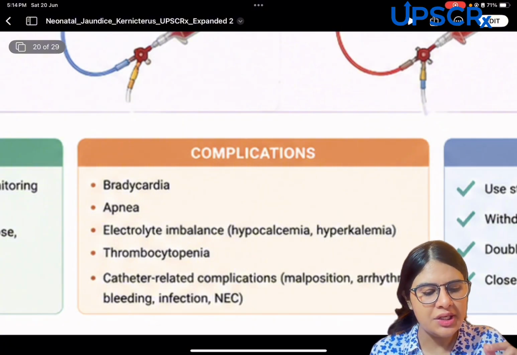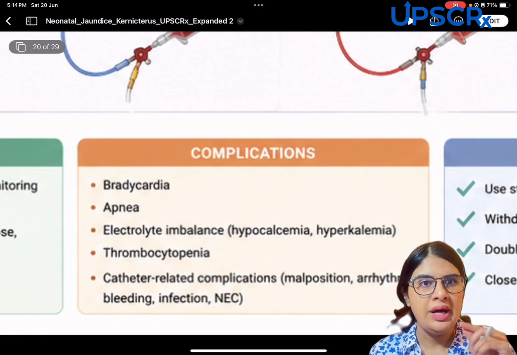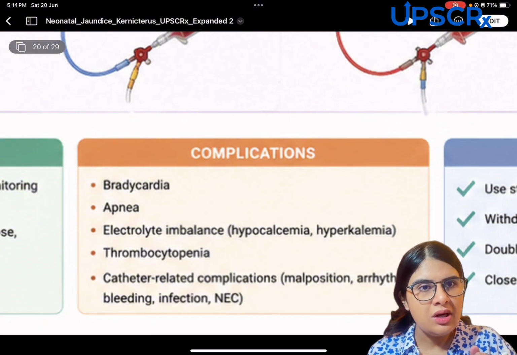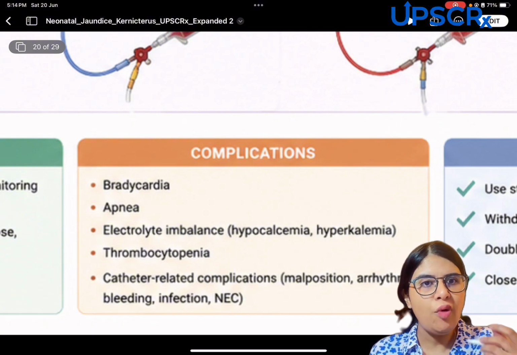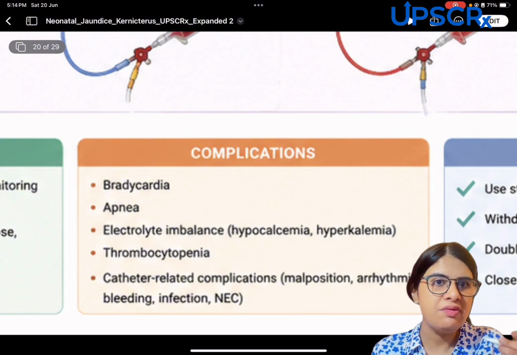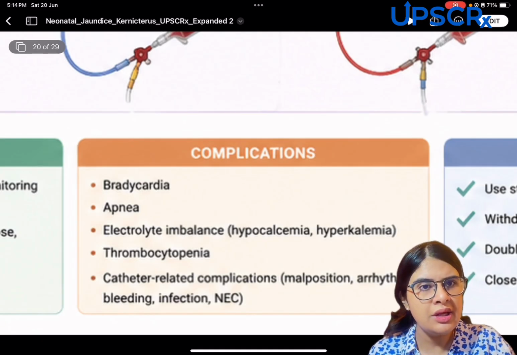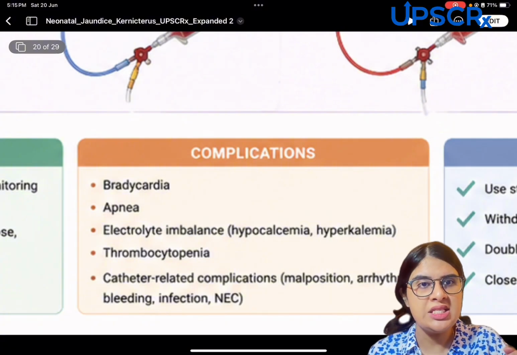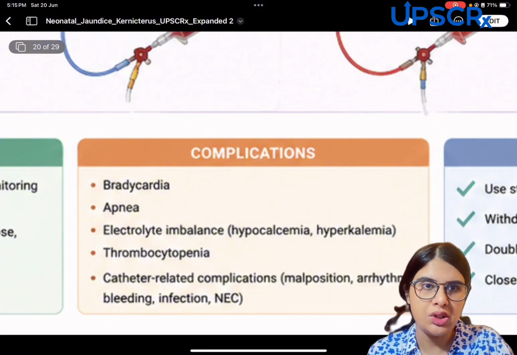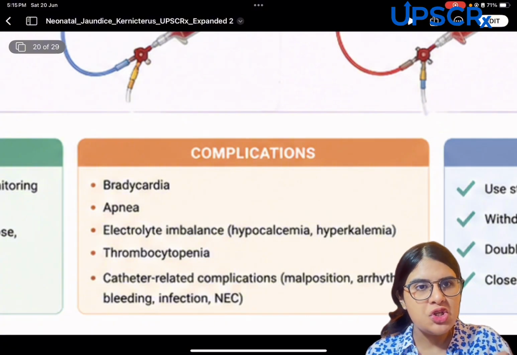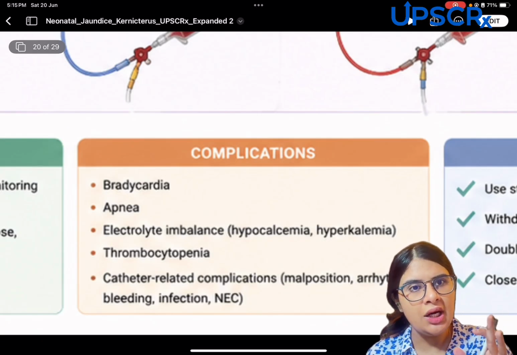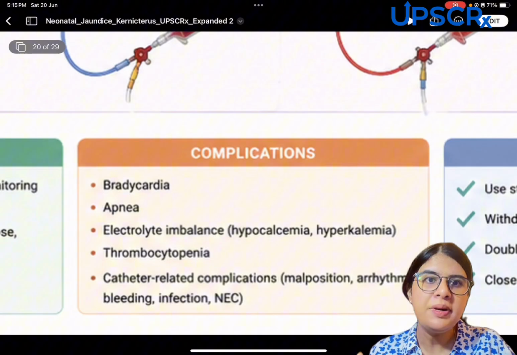So there can be catheter related complications, malposition. It is entering into the heart, causing some arrhythmias. And there can be bleeding in the catheter. Now, whenever you're inserting a foreign body inside, there can be infections, right? When you insert a urinary catheter, there are UTIs. So here also there can be infections, and it can also cause NEC, which is necrotizing enterocolitis. So there can be malpositioning, arrhythmias, bleeding, infections. These are easy things. There can be bradycardia. There could be apnea also.